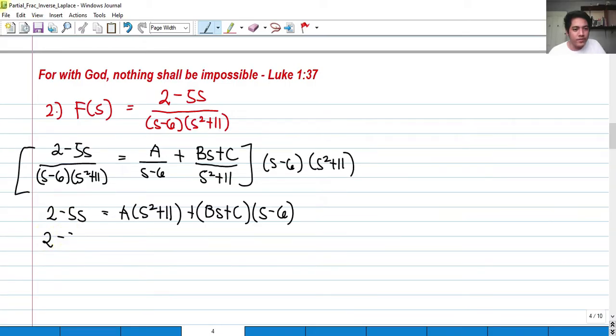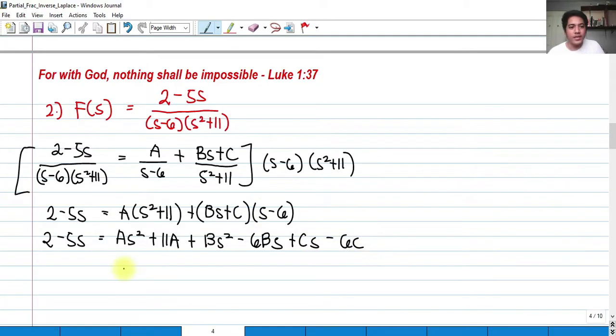So we have 2 minus 5s. This is distributive, so that would become as squared plus 11a. Notice in our second term, this bs plus c is in multiplication with s minus 6, so we have to perform the FOIL method. First, we have bs squared. Outer, we have negative 6bs. Inner, we have plus cs. And last, we have minus 6c.